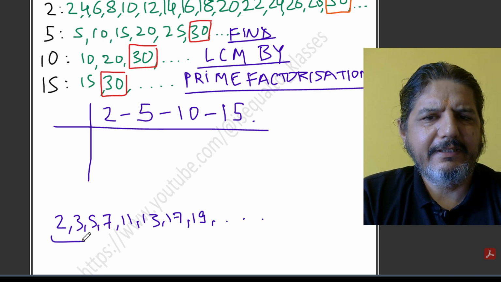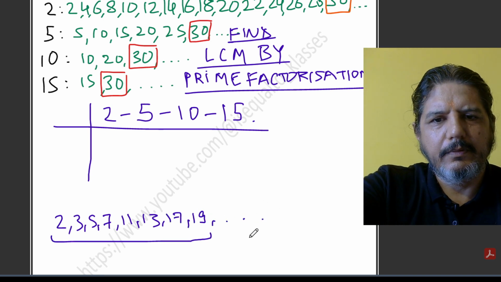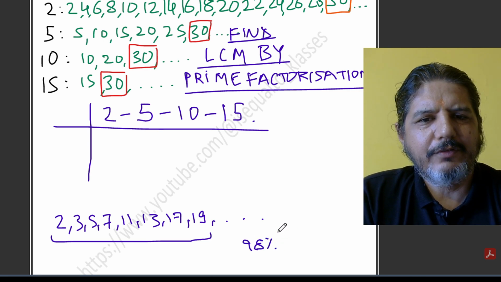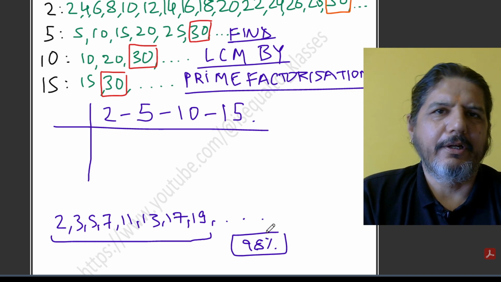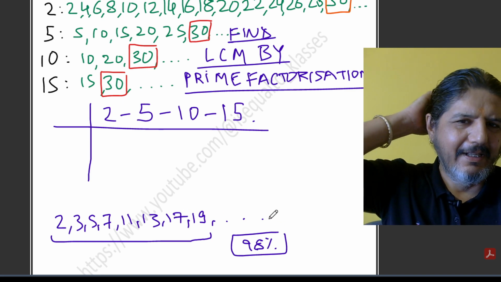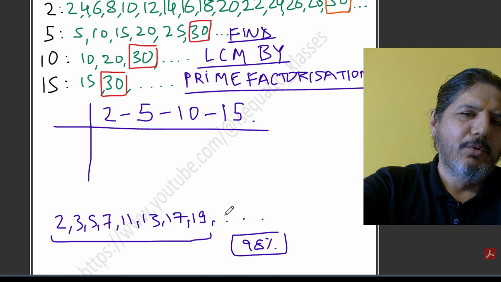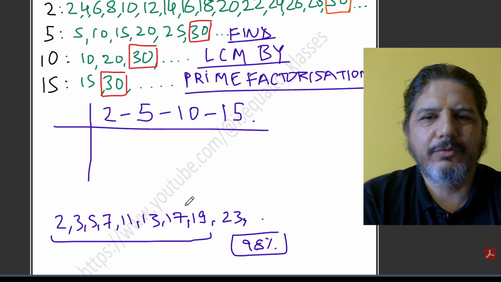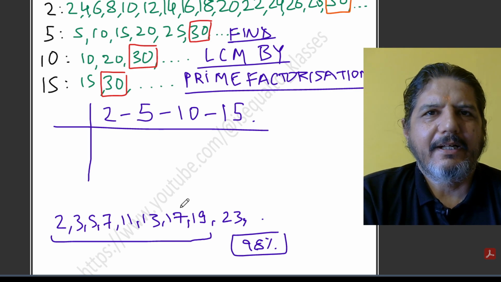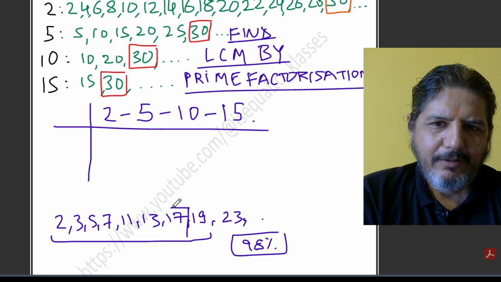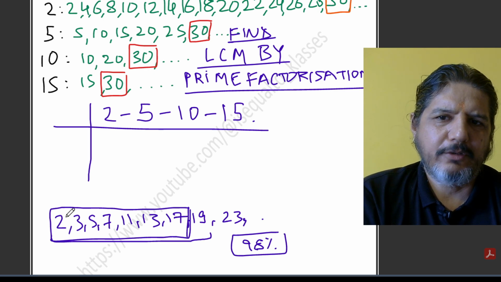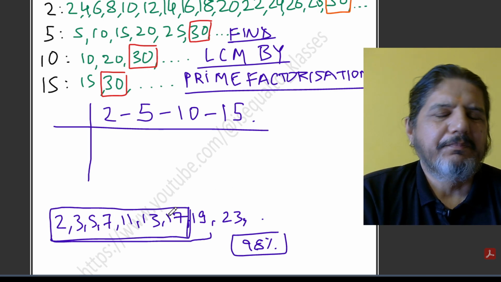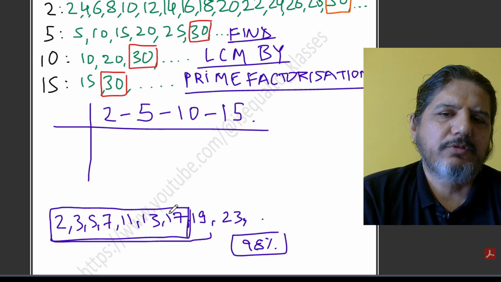These are the only numbers that you will require in, let us say, 95% of the questions that you will be doing. I'll say 98% of the questions. These are the only prime numbers you will be requiring. It's only at times that they go to 23, and that too in very tough questions. So usually when you are trying to find LCM by prime factorization, you require 2, 3, 5, 7, 11, 13, 17. Not even 17. At times, the process basically stops at 13.